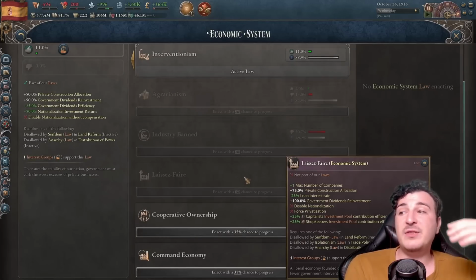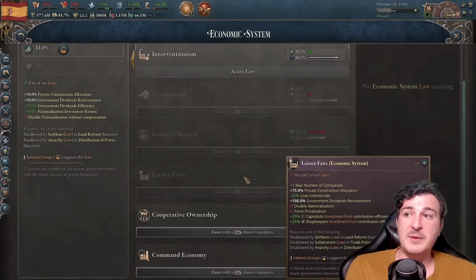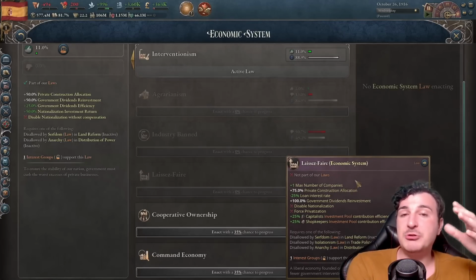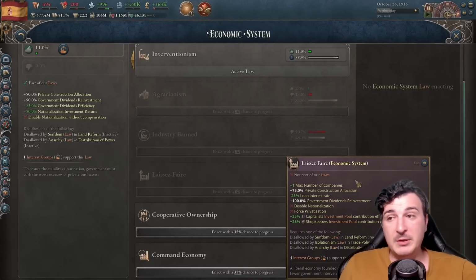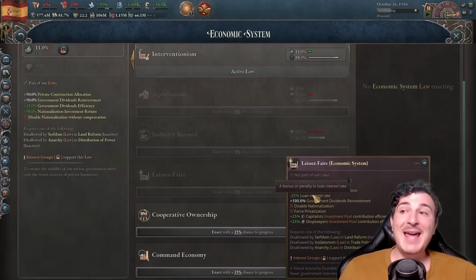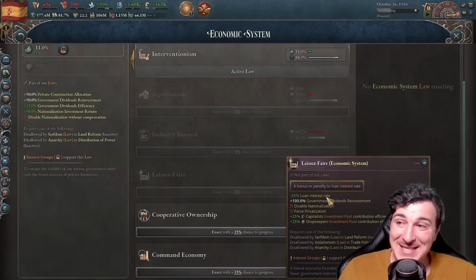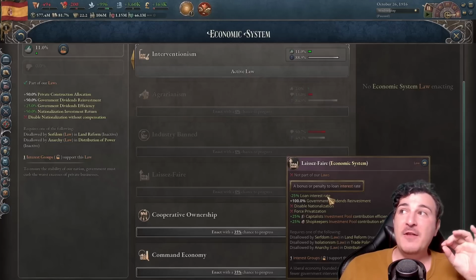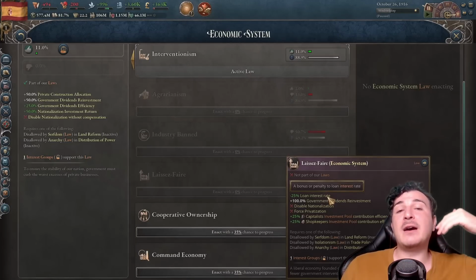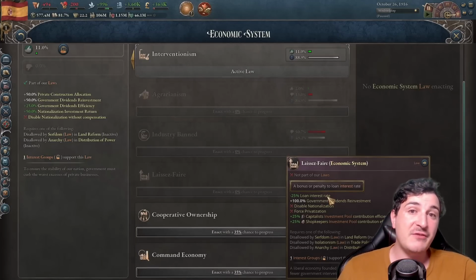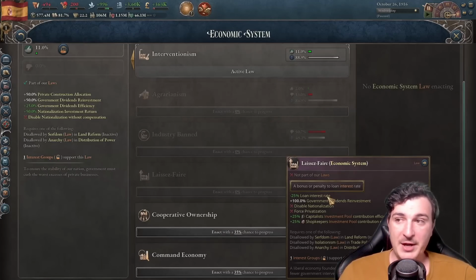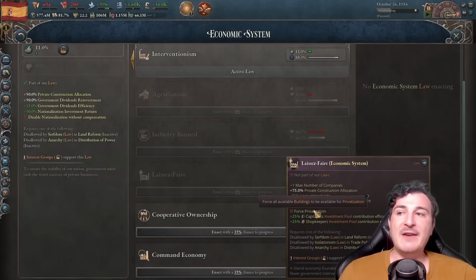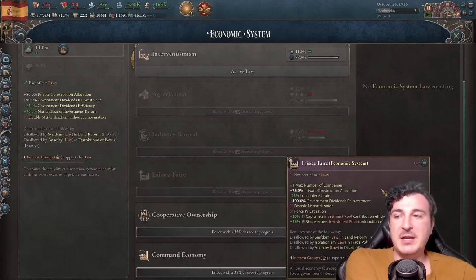Laissez-faire is by far the best type of economic system. It gives 75% construction allocation to the private sector, so that means you only can use 25% of the construction sectors that you have for yourself. The rest the private sector will build. You also get one extra company. Interest rate minus 25. That is the big one right there. It means that you can scale up and increase your economic output significantly faster by taking a lot of credit and paying very little to nothing in return for that credit and interest. You cannot nationalize. You will have to privatize all of your buildings, however, so keep that in mind.